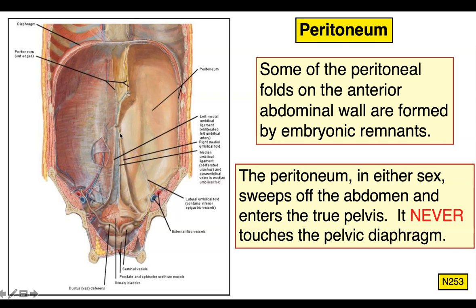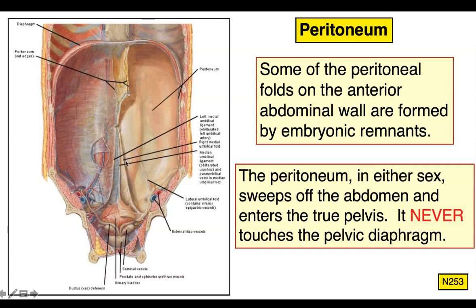These umbilical folds are formed by the parietal peritoneum, but underlying these folds there are some structures which raise them. The median umbilical fold is raised by an embryonic structure called the urachus. The medial umbilical fold is raised by the obliterated umbilical artery, and the lateral umbilical fold on each side is raised by the underlying inferior epigastric vessels.